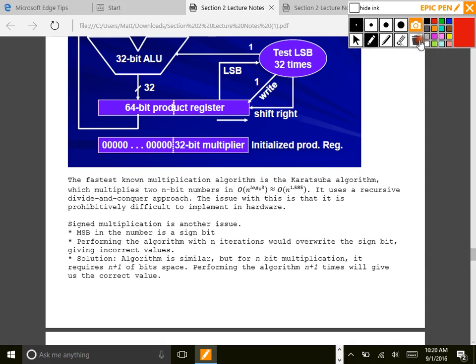However, it uses a divide and conquer approach, but here's the issue: it's prohibitively difficult to implement in hardware. If you recall from carry look ahead, you have to have propagate and generate logic in order to make it run fast. To make this work in hardware, you'd almost have to have an entire computer. It's pretty ridiculous, but it's really, really fast. So that's where good design requires good compromise comes into play.